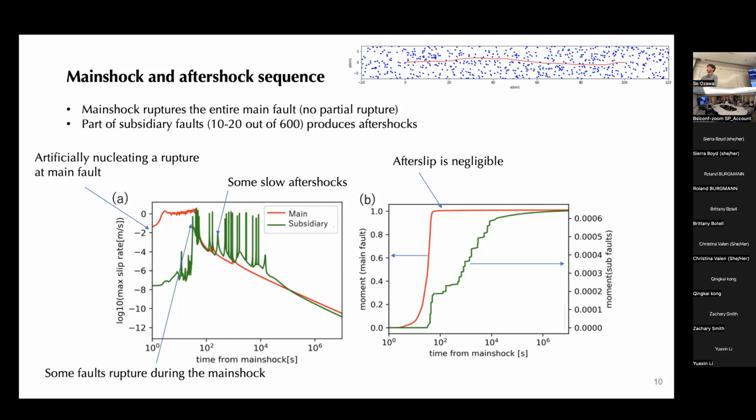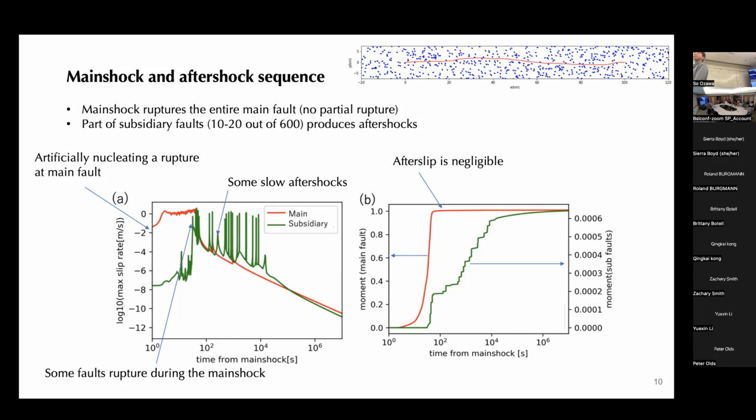Mhm. So they are more like fault damage, which is also modeled by many people. So it depends on parameters and certain values. But the majority of aftershocks are happening after the main shock, like in this plot. So typically, we have 600 small faults, but only 10 to 20 faults produce aftershocks, because for most of them the stress propagation from the main shock is not high enough to trigger aftershocks.